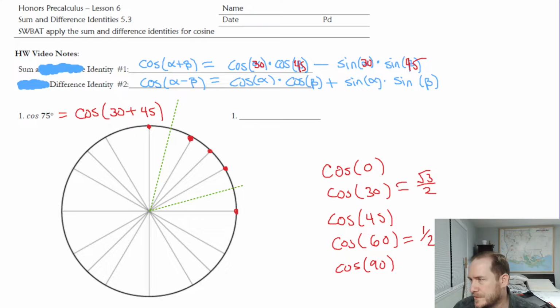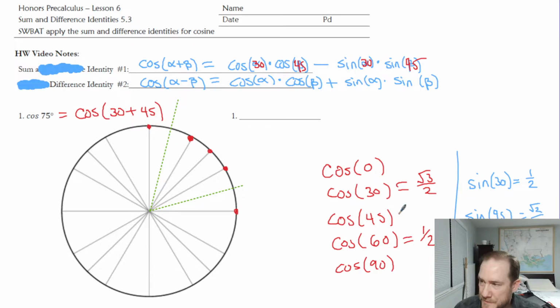And of course, if we knew all of these cosine values, we know all the sine values too. We know what sine of 30 is. It's 1/2. And we know what sine 45 is. It's root 2 over 2. And I'm realizing I forgot to put that one over here, but it's root 2 over 2.